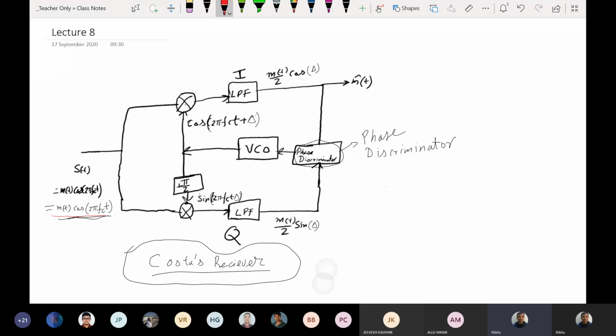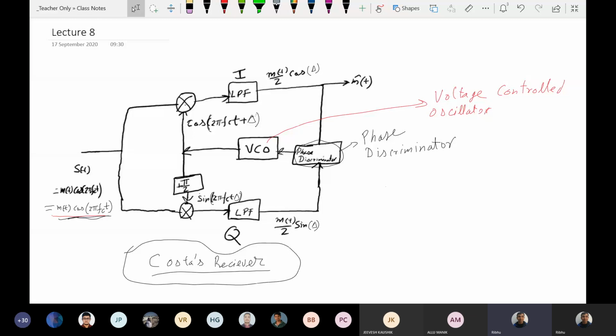This is the VCO, the voltage controlled oscillator. What a voltage controlled oscillator and a phase discriminator are, we'll come to next week when we discuss demodulating frequency modulated FM signals. Right now, just know that there is something called the phase discriminator and something called the VCO.